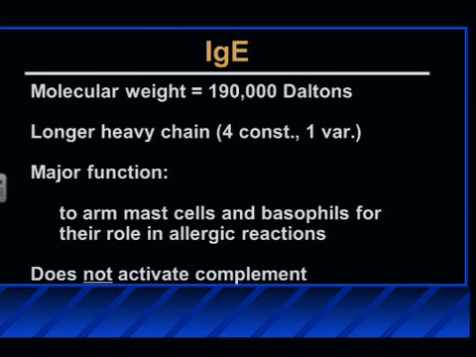The major function is to arm mast cells and basophils. These are cells that are involved in allergic reaction, to release a whole bunch of different chemicals, such as vasoactive amines, histamines, leukotrienes, that in turn cause the allergic reaction that you may feel if you have an asthma attack, or if you have a hay fever, or if you have atopic dermatitis, things like that.